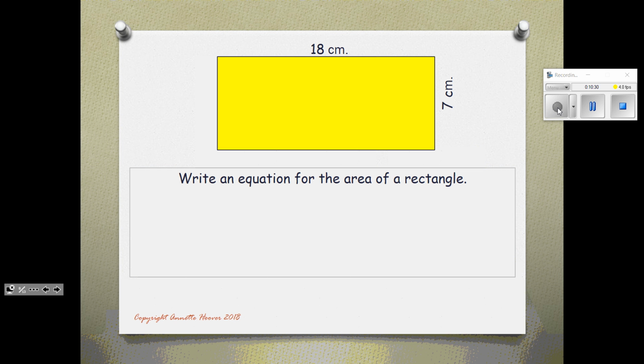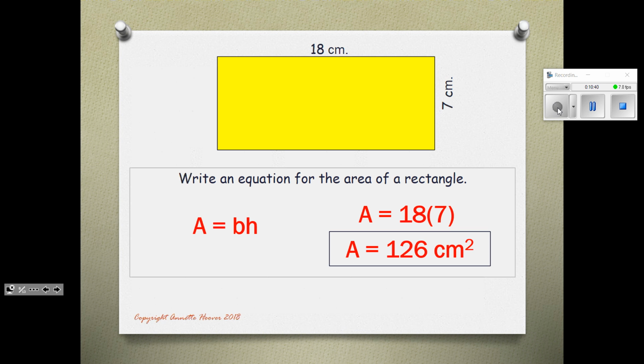For a rectangle, the equation is base times height, because we're making a grid. So we simply plug in the numbers, 18 times 7, and 18 times 7 is 126 square centimeters. So you can write this equation right here. It's the equation we're going to be using for rectangles.